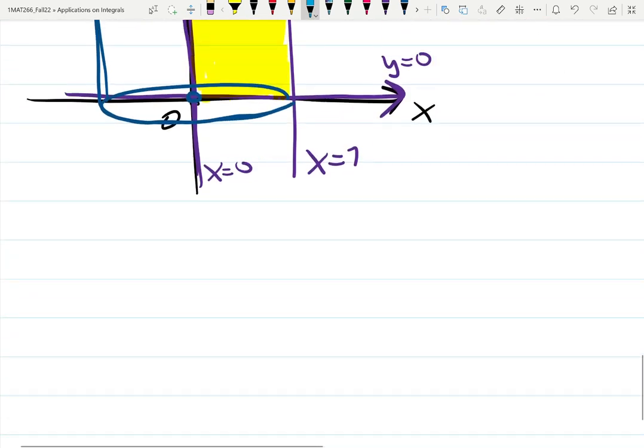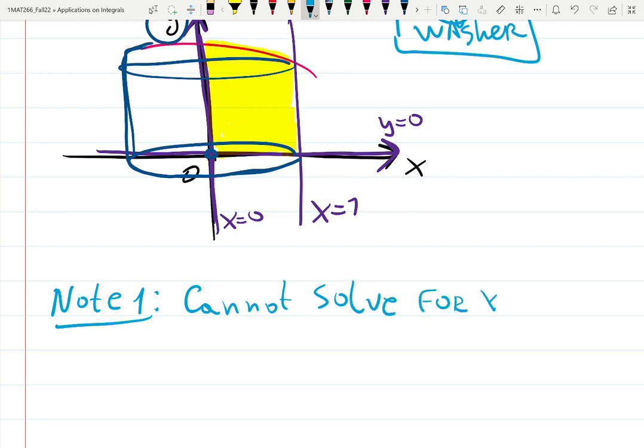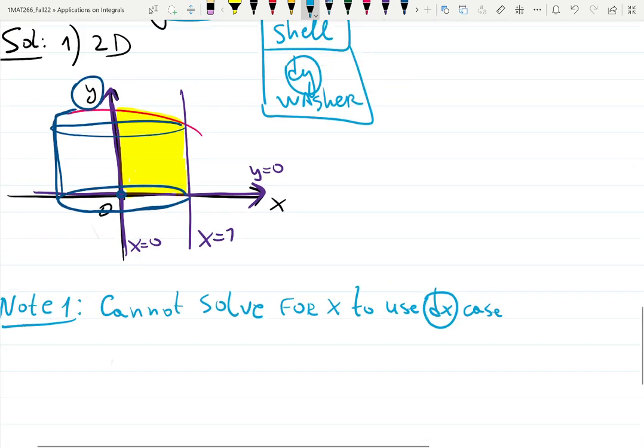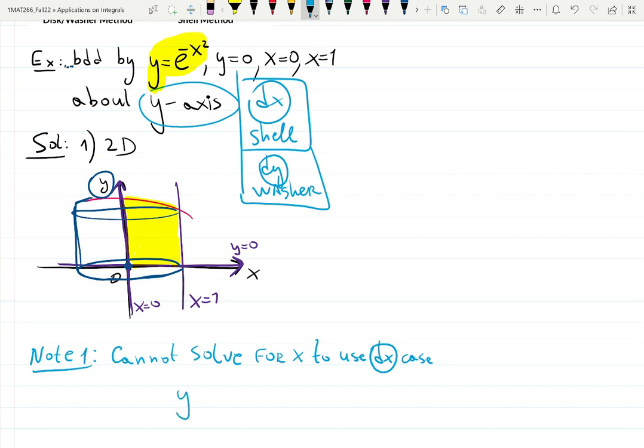Note 1. Cannot solve for x to use the dx case, which is case 1. I cannot solve for x. That's actually impossible. When we were working with improper integrals, we learned that it is impossible with e to the minus x squared. I cannot solve for x in real numbers; I have to use complex numbers there. Then I don't want to use the x case. That just makes sense. Then, if I want to use the y case, the shell method steps in.